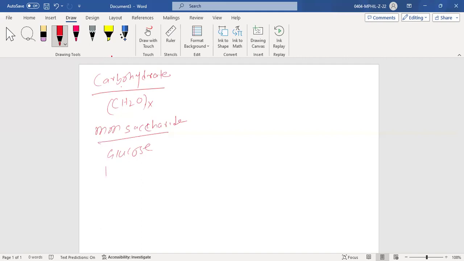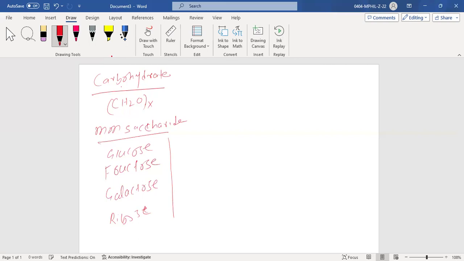Then you will have fructose. This is also a monosaccharide. Another is galactose, right? And then you will have 5 carbon ribose, which is commonly present in DNA and RNA, deoxyribose, or the ribose nucleic acid, or deoxyribonucleic acid. So it is commonly present there. Are you getting this point? Okay. So these are the monosaccharides.